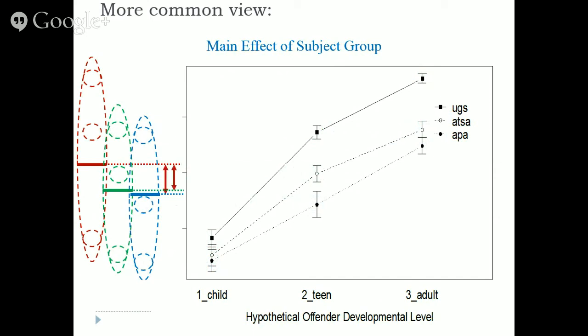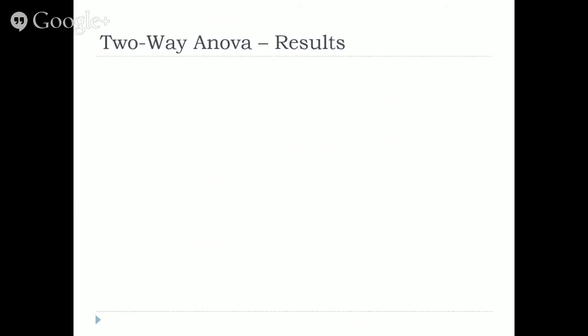But the significant F test, the p-value of less than 0.001 for F, just tells us that there is some variability somewhere among those means. Now, it looks like it's probably mostly due to the difference between the undergraduate group and the other two groups. But there could be a significant difference between APA and ATSA. We wouldn't know unless we did some follow-up tests to check that. So that's the main effect of that factor B there.